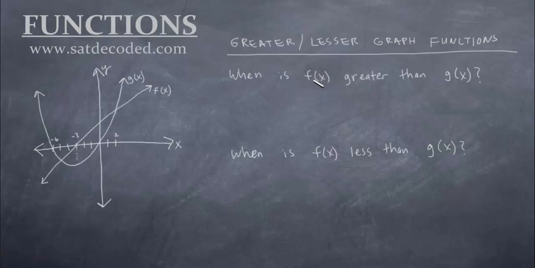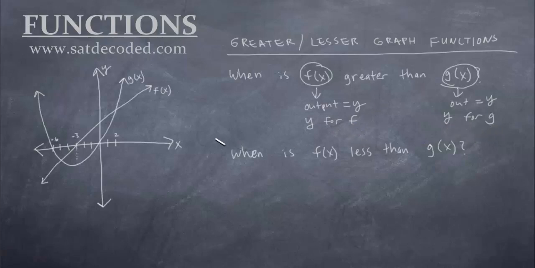Well, let's analyze this question. F of x is a function. And remember, functions are outputs. And remember, outputs are y's. So in other words, this is asking when is the y value for the f function greater than g of x? G of x is also an output, which is also a y, but it's a y for the g function this time. So if we reread this question, it's really asking when is the y value for the function of f greater than the y value for the function of g.